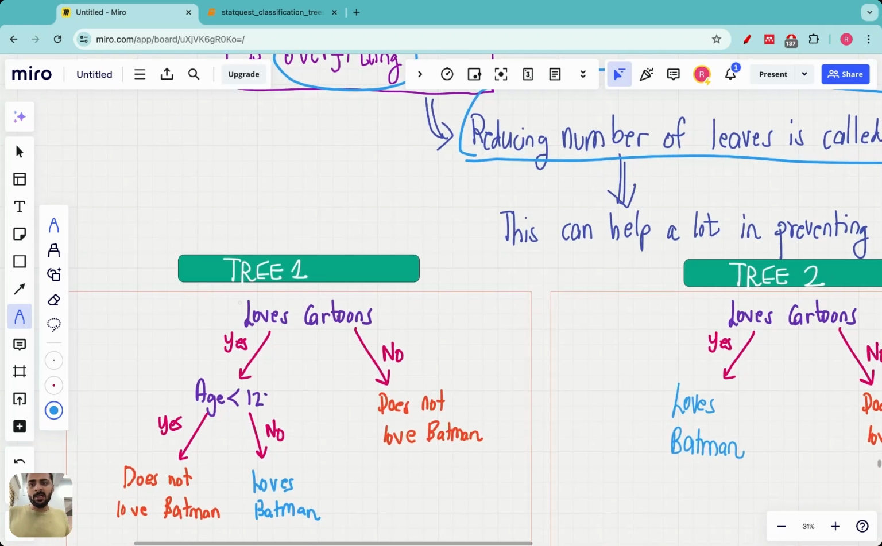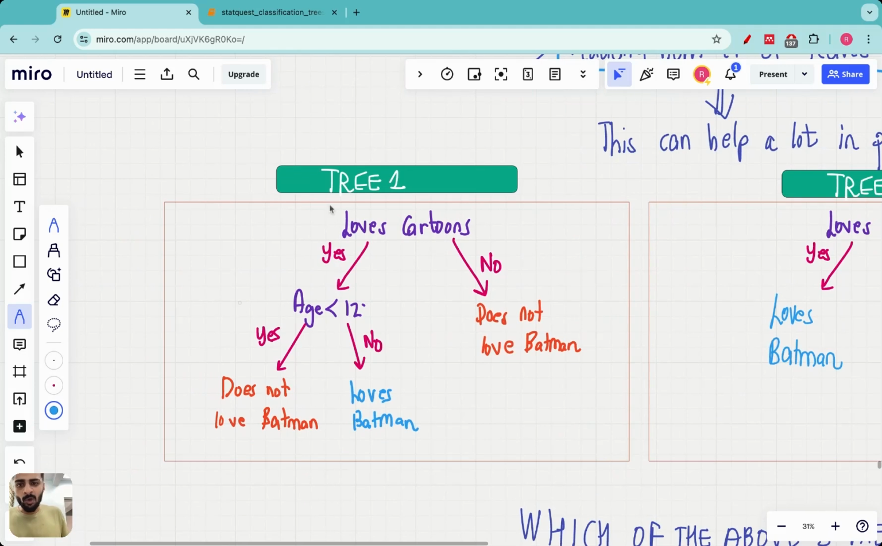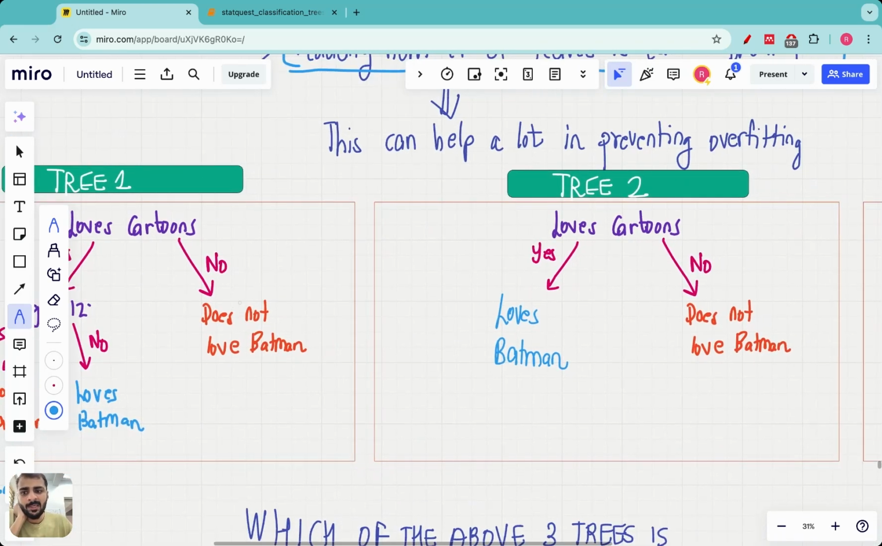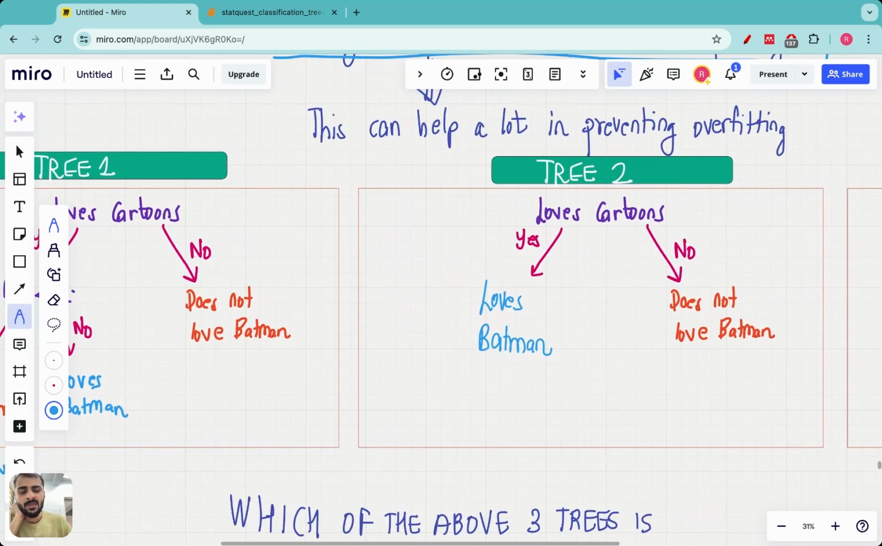So this is the tree number one which we have. This is our optimized tree which we are looking at right now. So this is called tree number one. I am also denoting this by number one here. Here you can see the number of leaves. There are three leaves in this tree. Now let us look at some pruned trees, which means let us look at some trees which have less number of leaves. So this is my tree number two.